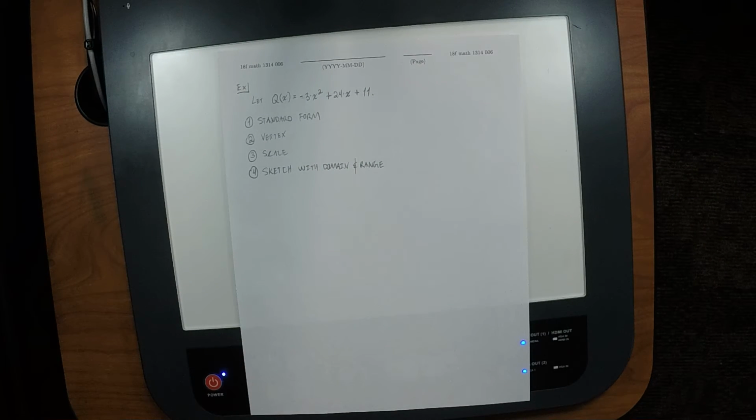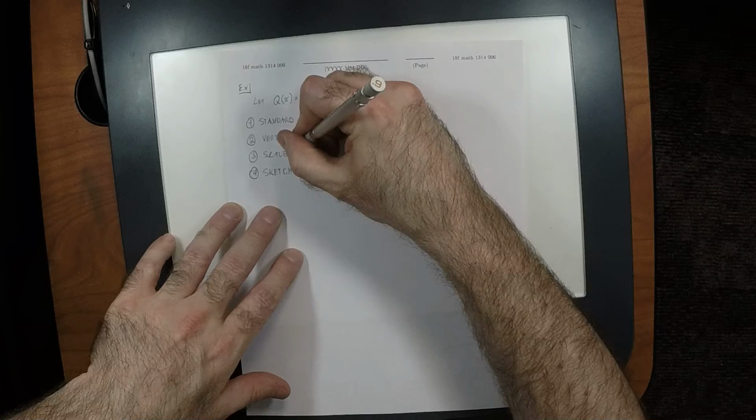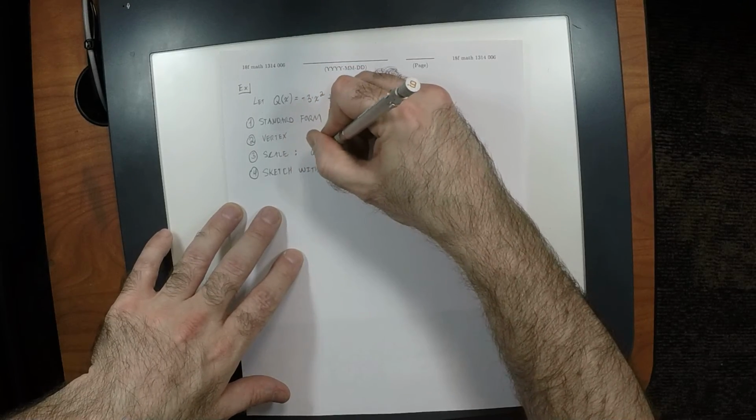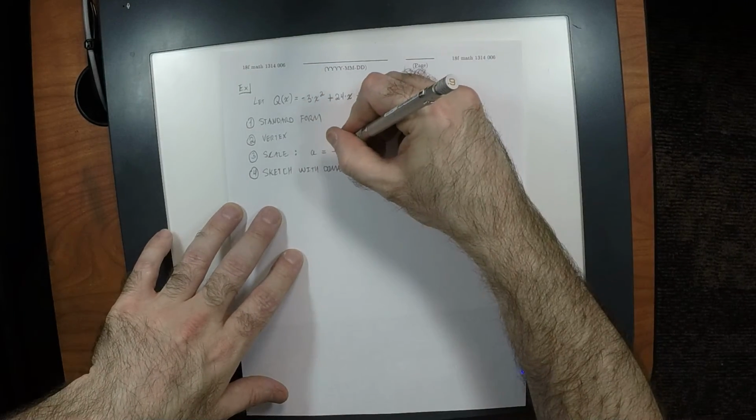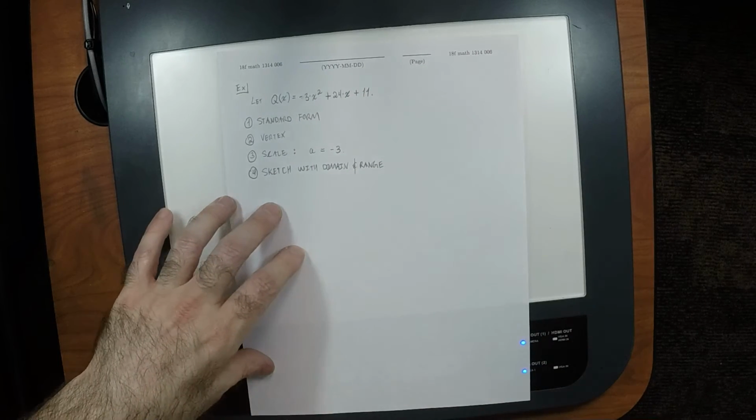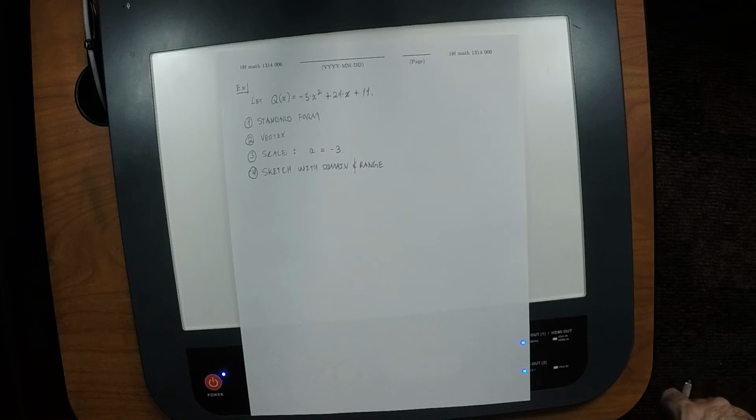All right. So now only one of these things is easy. Which one of these is easy to just say right off the bat? The scale. We know the scale. It's a is equal to what? -3. So we don't know a lot, but one thing's for sure: it opens down like a frown. Okay, fine. We can't read the vertex because it's not in that form. We don't know what h and k are.